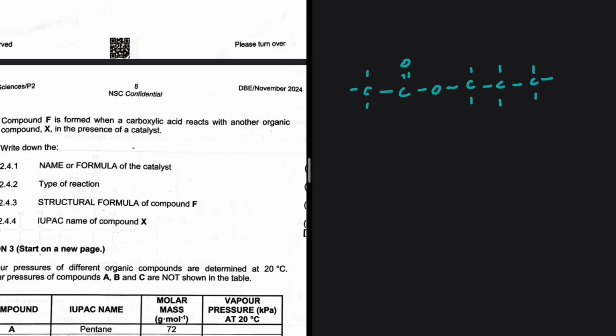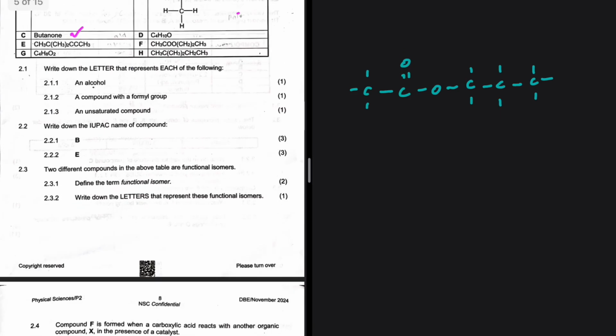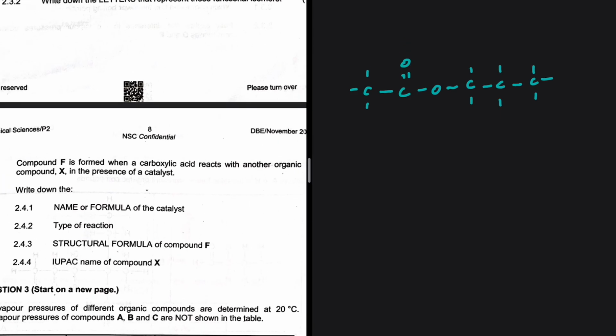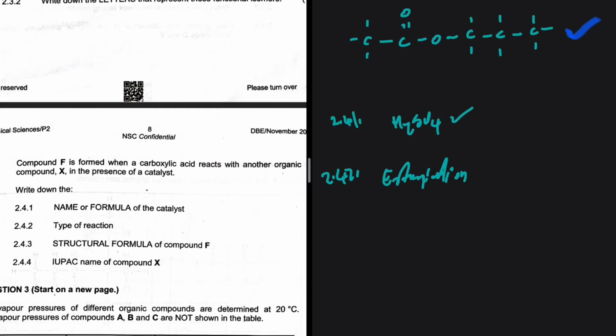So compound F is formed when a carboxylic acid reacts with another organic compound X. Oh, X is not here on the table, it's just an unknown organic compound, right? So 2.4.1, name or formula of catalyst used. Obviously H2SO4, or sulfuric acid, because this is an ester. If it is formed from a carboxylic acid, it has to be reacting with alcohol. And then 2.4.2, in the presence of sulfuric acid, a type of reaction: esterification. Yeah, other people will say condensation, which I've seen in previous memos should be fine, but it's esterification.